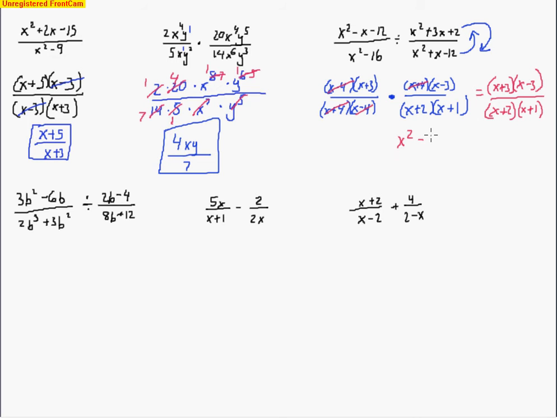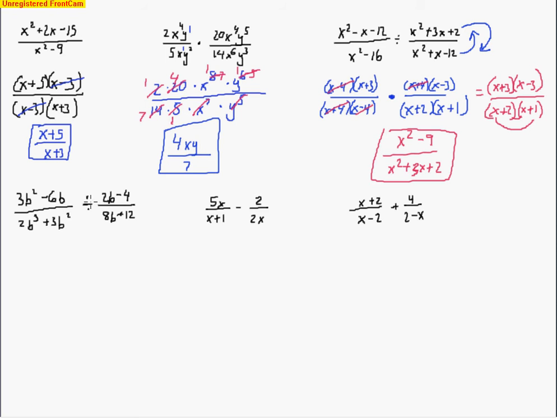X squared minus 9. Down below you've got an x squared plus 2x plus 3x, 3 x's, because the 1x and the 2x make 3 x's, and then the plus 2. And that would be our answer. But if you left it in the factored form, I'd be fine with that.